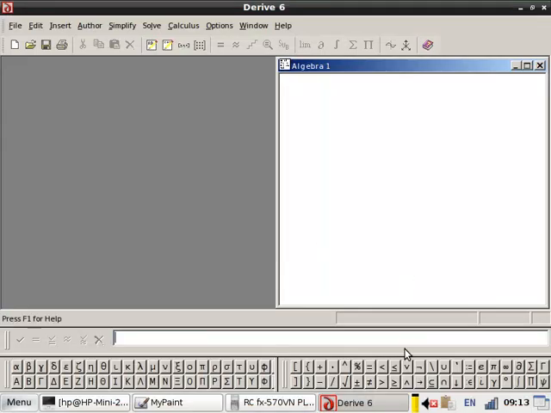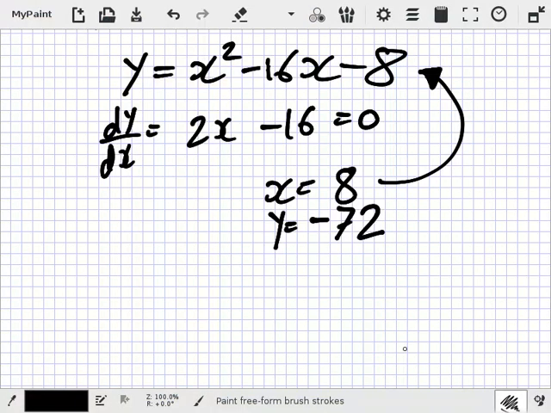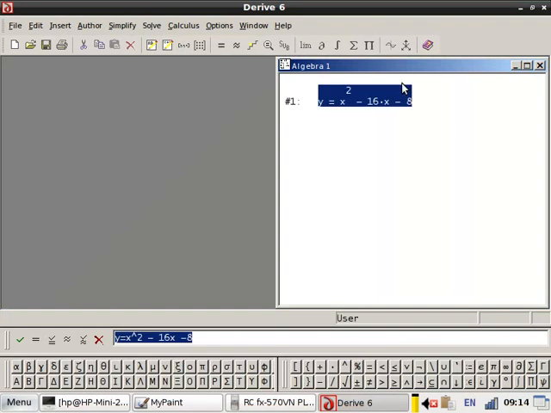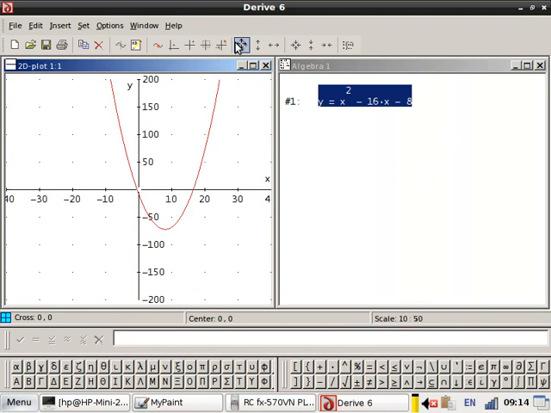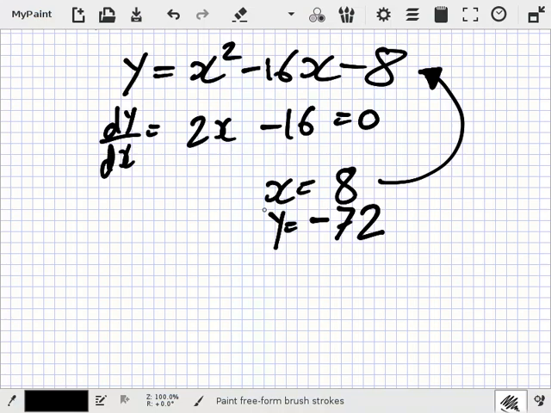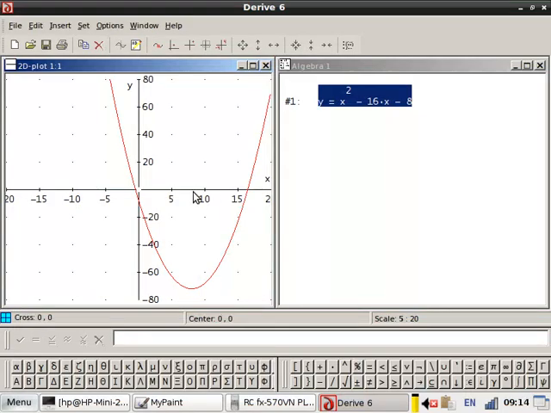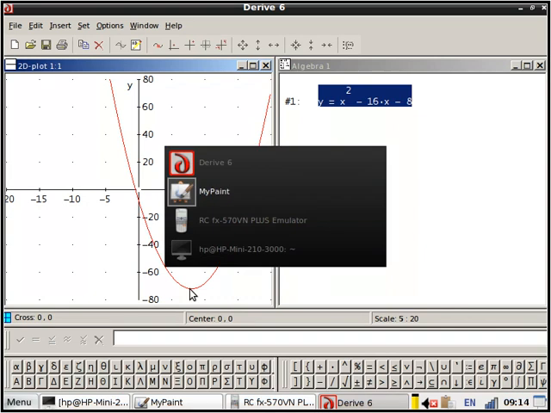So if I type in y equals x squared minus 16x minus 8, let's graph it. Let's zoom out. So would you say that the turning point is at 8 and minus 72 here in the picture? That looks right to me, doesn't it? Yeah, okay. Right, I'll give you a cubic and then I'll do a different one now.